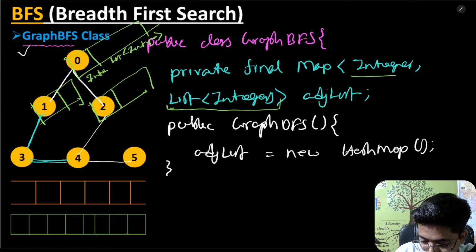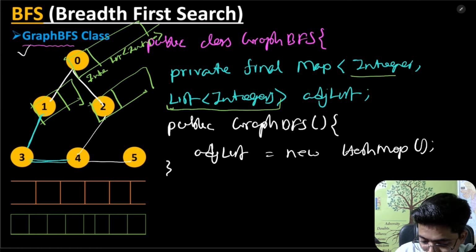So this new HashSet will be tracking which node has been visited. Suppose we have visited node 0, we'll be adding it here. Node 1, we'll be adding here. Node 2, node 3, node 4, node 5, we'll be adding each here. So when nodes are visited one by one, we keep track with the help of this visited set. So we have implemented that.